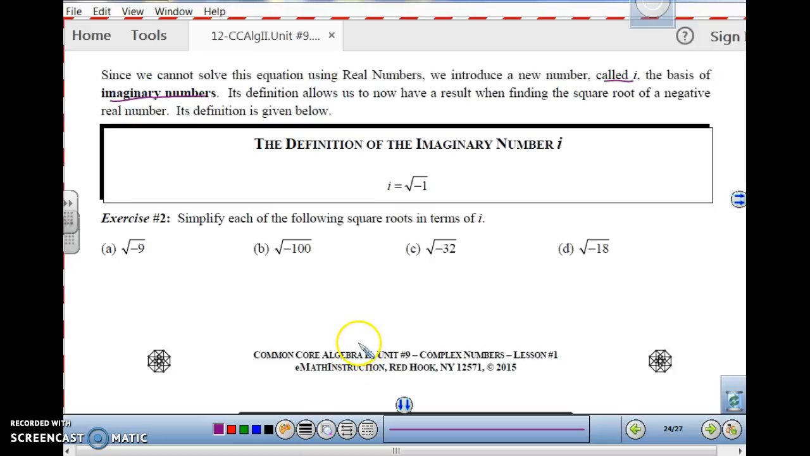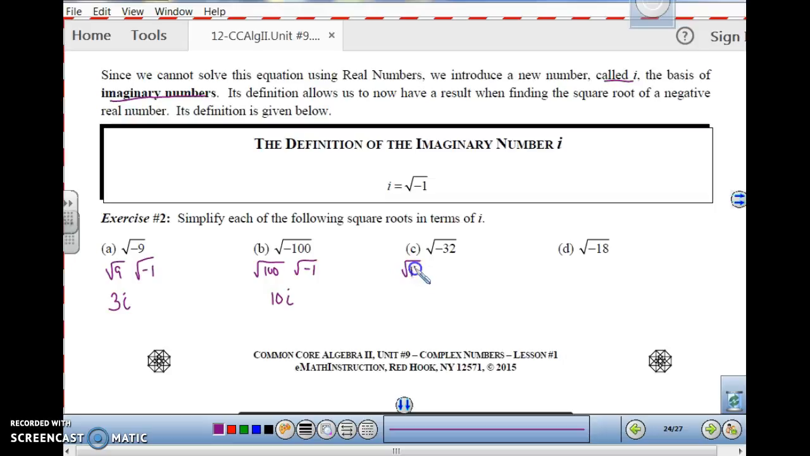So when you simplify a square root, you have to take into account if negative 1 can be taken out of it. When you take the square root of negative 9, you can rewrite this as the square root of 9 times the square root of negative 1. So i is equal to the square root of negative 1. The square root of 9 is 3, and the square root of negative 1 is i, so it's going to be 3i. The square root of negative 100, it's 100 times negative 1. The square root of 100 is 10, and the square root of negative 1 is i, so it's 10i.